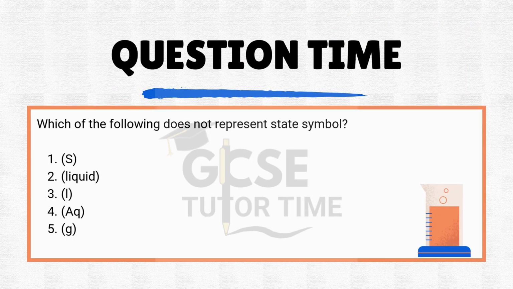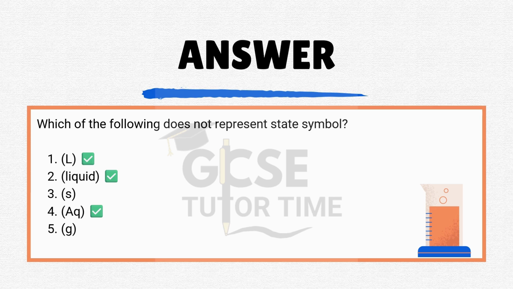Well, another question for you. Which of the following does not represent a state symbol? Out of these five, think which are not and which are the state symbol, and then check whether you're right or wrong. If you answered first, second, and fourth are the ones which do not represent a state symbol, then you're correct, because state symbols are in brackets in lowercase and have just a symbol, not the whole word.